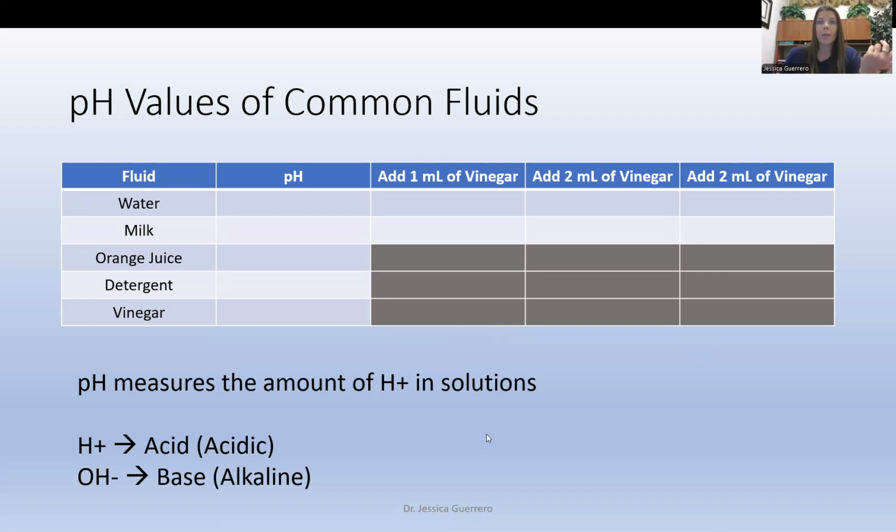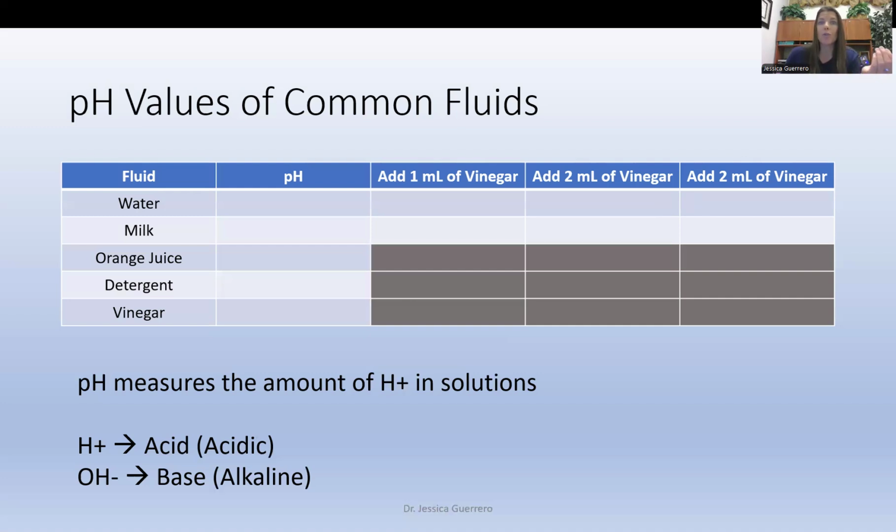We took water, milk, orange juice, detergent, non-phosphate detergent, and vinegar. And we took their initial pH with the pH paper and you recorded it. Then you added 1 milliliter of vinegar, and then 2 milliliters of vinegar and 3 milliliters. Another 2 milliliters, so that 1, 2 is 3, plus 2 is 5. So you kept adding vinegar. And what we were looking for is if there was a change in pH.